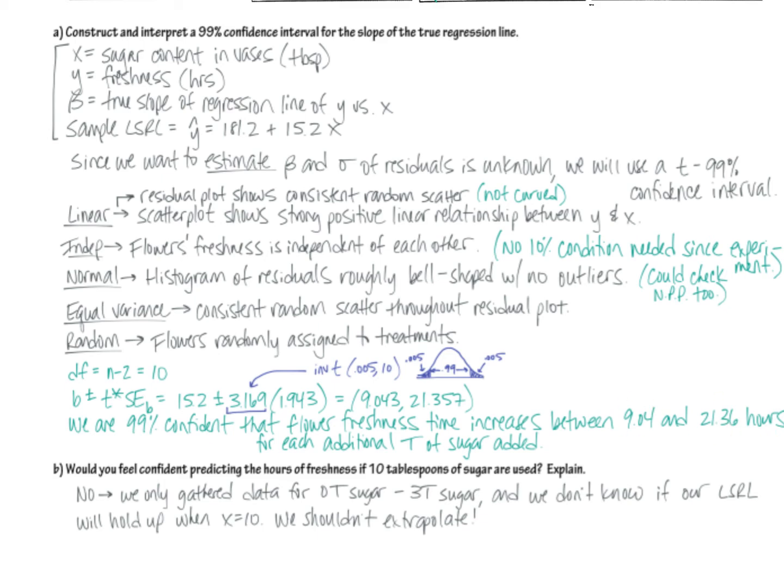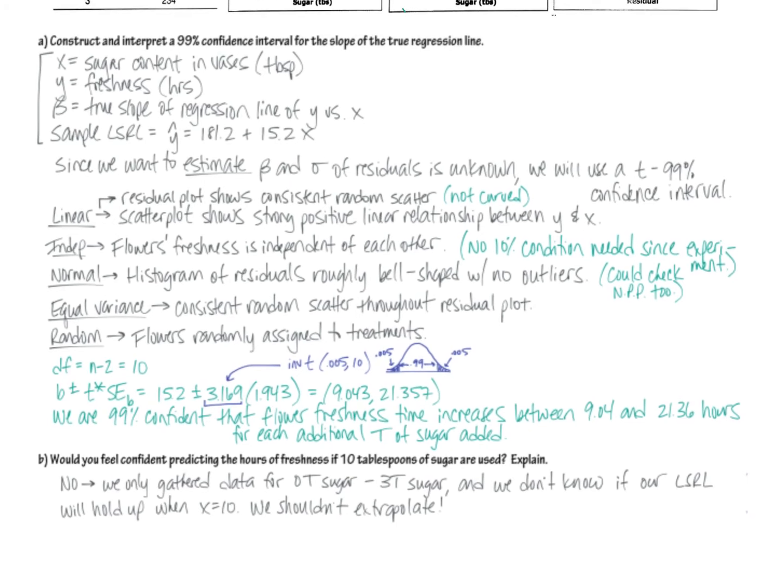Put a unit on that since we know what the unit is for this experiment. For each additional tablespoon of sugar added. So for every tablespoon that we add of sugar into the water, supposedly the freshness increases. Can we feel confident predicting the hours of freshness if 10 tablespoons of sugar are used? Sure, someone who is not paying close attention could plug in 10 wherever they wanted into this equation right here. Plug in 10, plug in whatever number you want. Mathematically, you can always come up with an answer, but is it going to make sense, my AP Stats students?